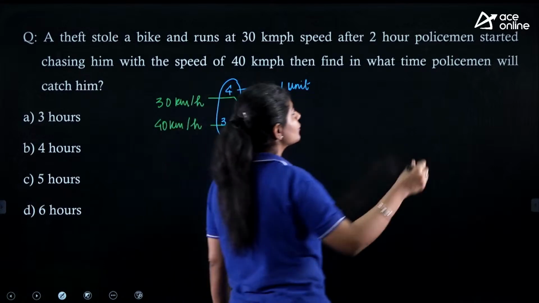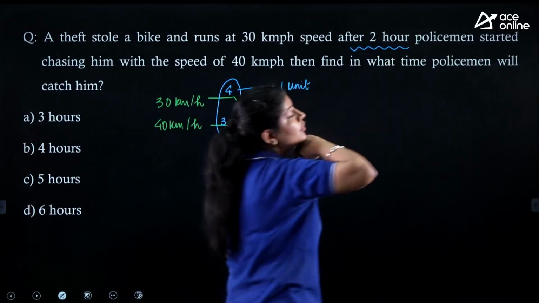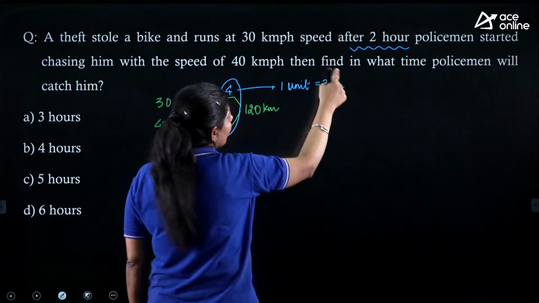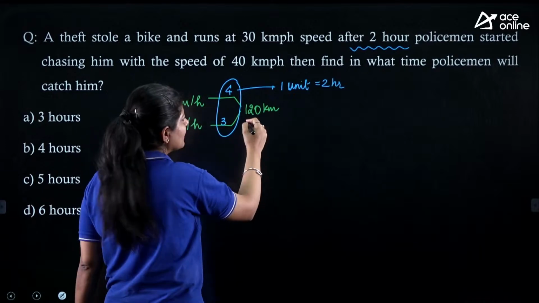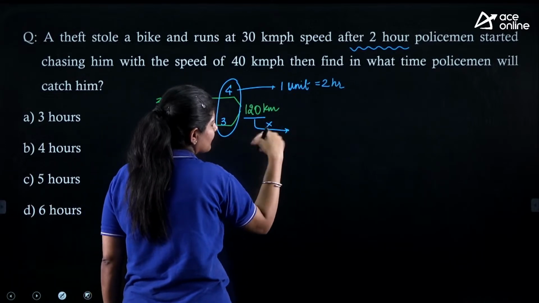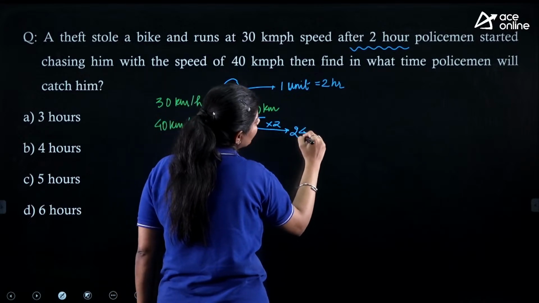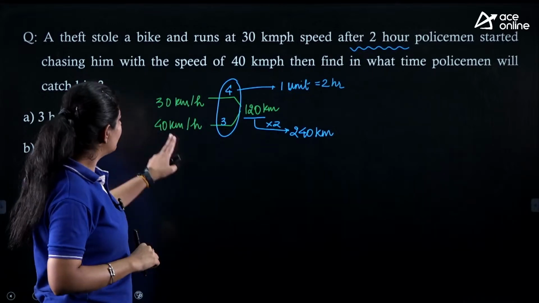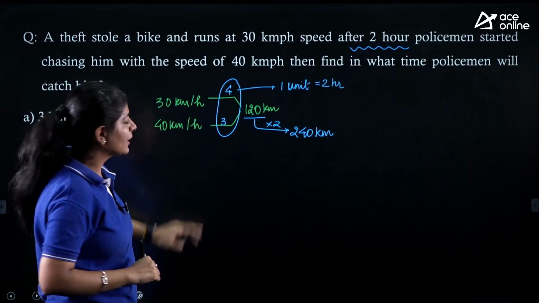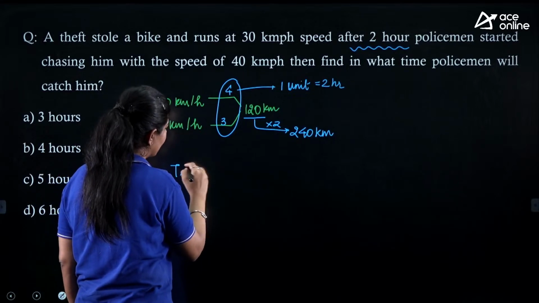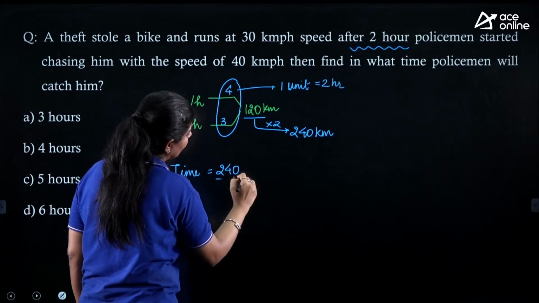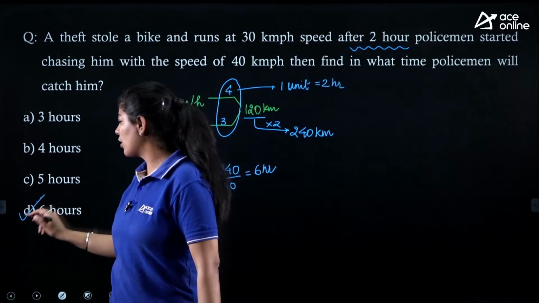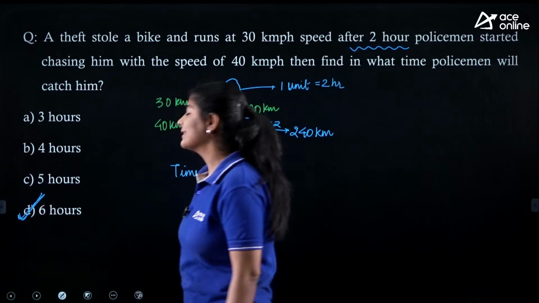But according to the question, police started after 2 hours. That means the value of this one is nothing but 2, right? If the value of this 1 unit is 2, that means the distance is also present in multiples of 2, and the actual distance that these people need to cover is 240 kilometers. Now if the police is chasing with the speed of 40 kilometers per hour, then how much time will the police take? So distance is 240 divided by 40, and the answer that we got is 6 hours. Very simple. Option number D is the correct one. But what is the second method, right?